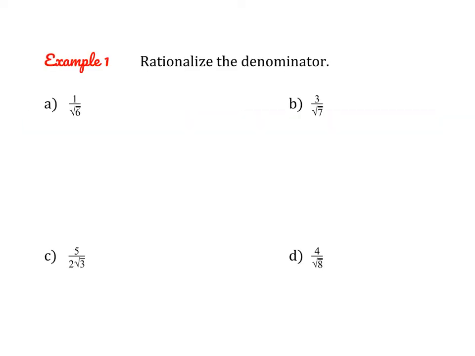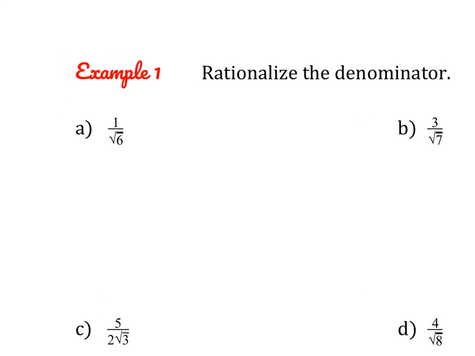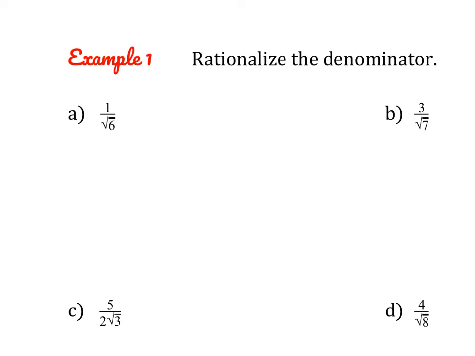Okay, so let's see if we can do this process on these 4 examples. On this first one, we have 1 over the square root of 6. So I see that I need to multiply the numerator and denominator by square root of 6 over square root of 6. Same thing on the top and the bottom. So this gives us 1 times the square root of 6 divided by the square root of 36, which is a perfect square. So we get square root of 6 over 6. Square root of 36 is just 6. And this is our final simplified answer.